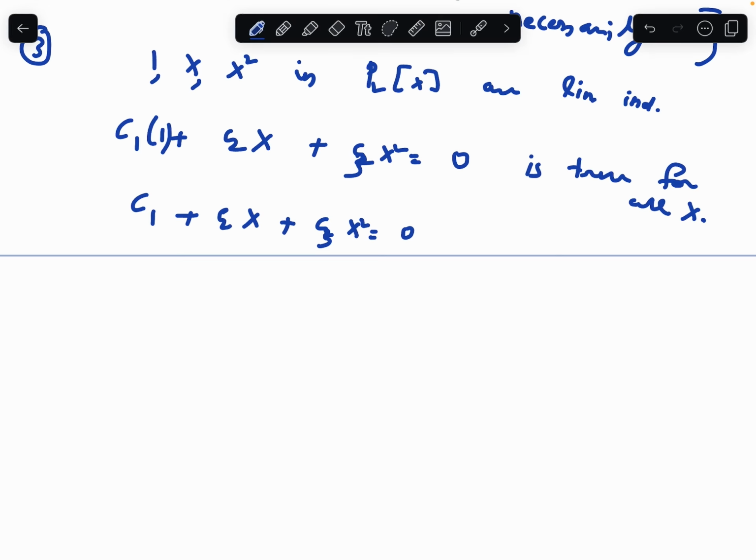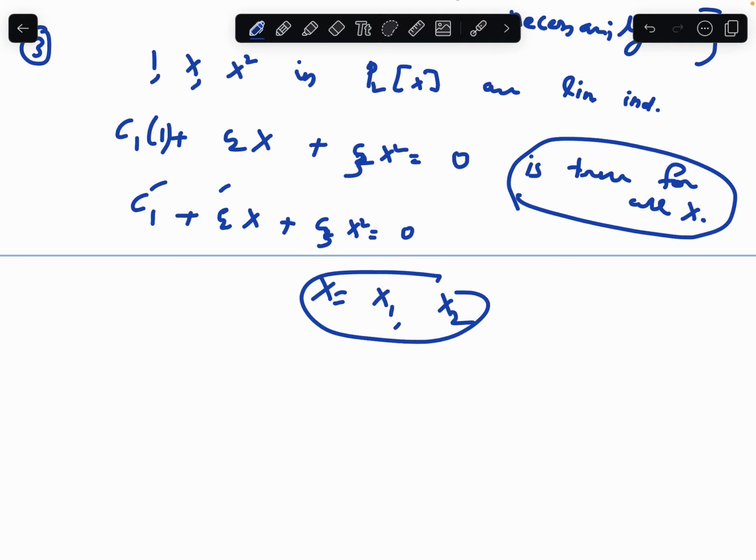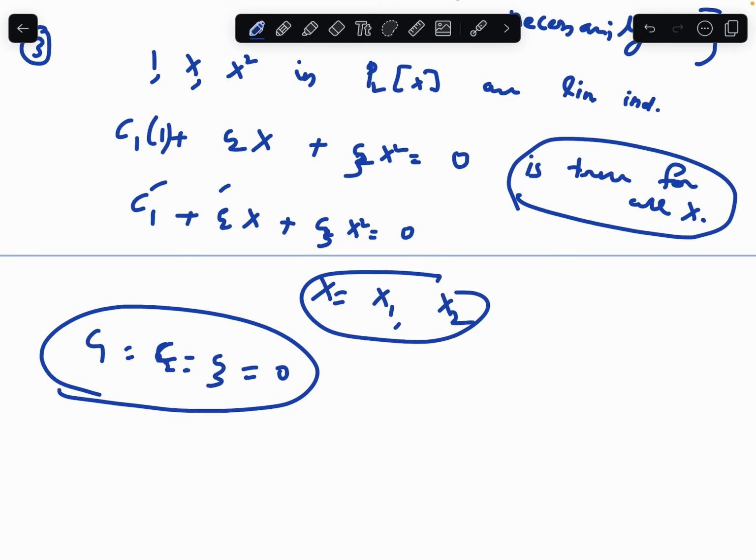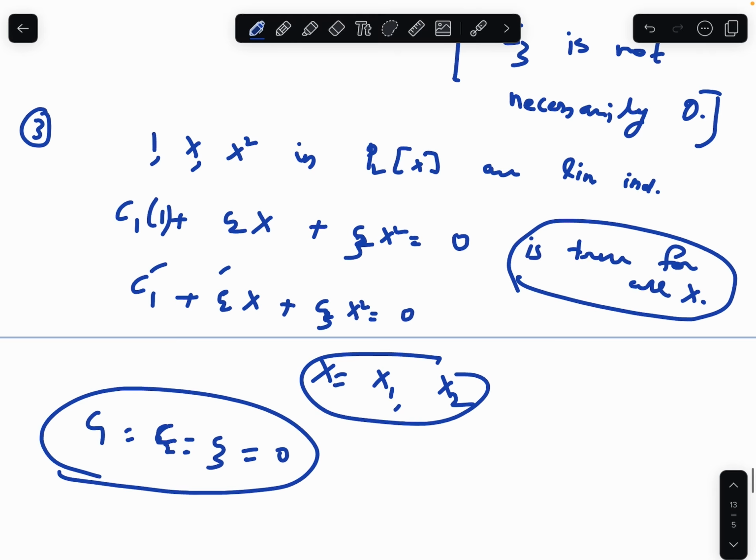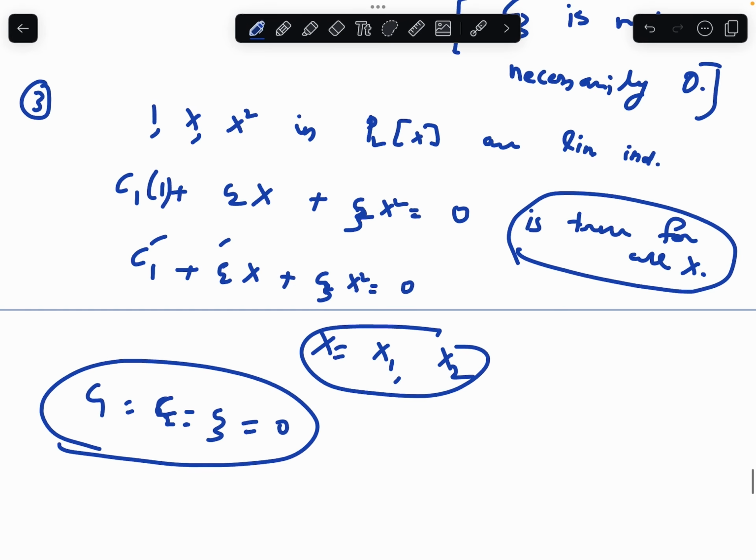And a quadratic equation has two solutions, right? That is, it should hold only for two values of x, x equal to x1 and x equal to x2. But it is true for all x. What does this mean? This means that all have to be 0. So C1 equal to C2 equal to C3, all equal to 0. Therefore, 1, x and x square are linearly independent vectors inside P2(x).